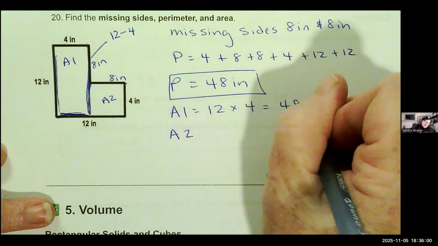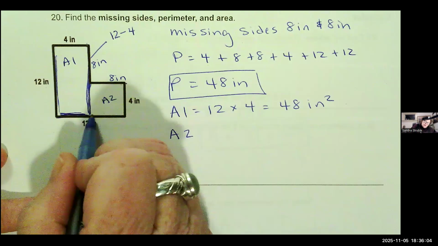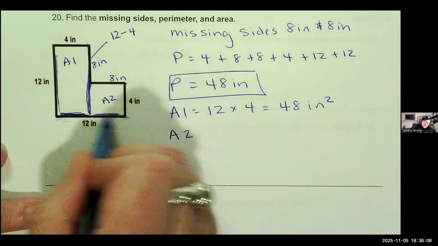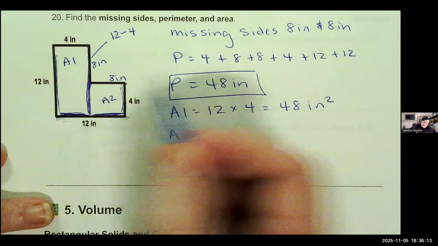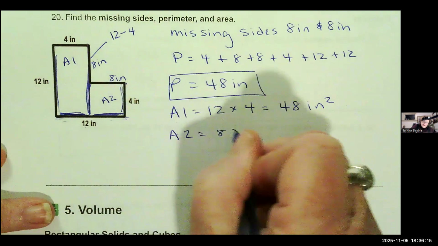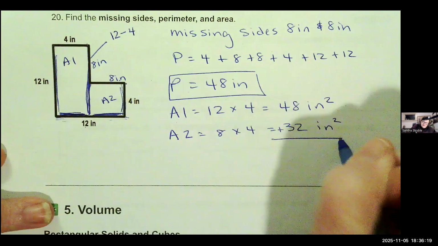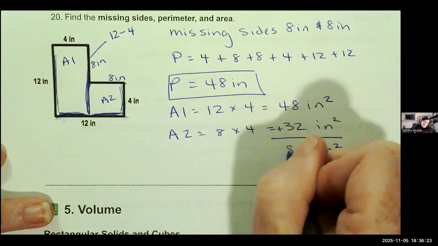And then for area 2, we can't use 12 because that's all the way across. We can only use this little piece here. So 8 times 4, which is 32 inches squared. And then we add the 2 areas. So the area for the whole thing is 80 inches squared.